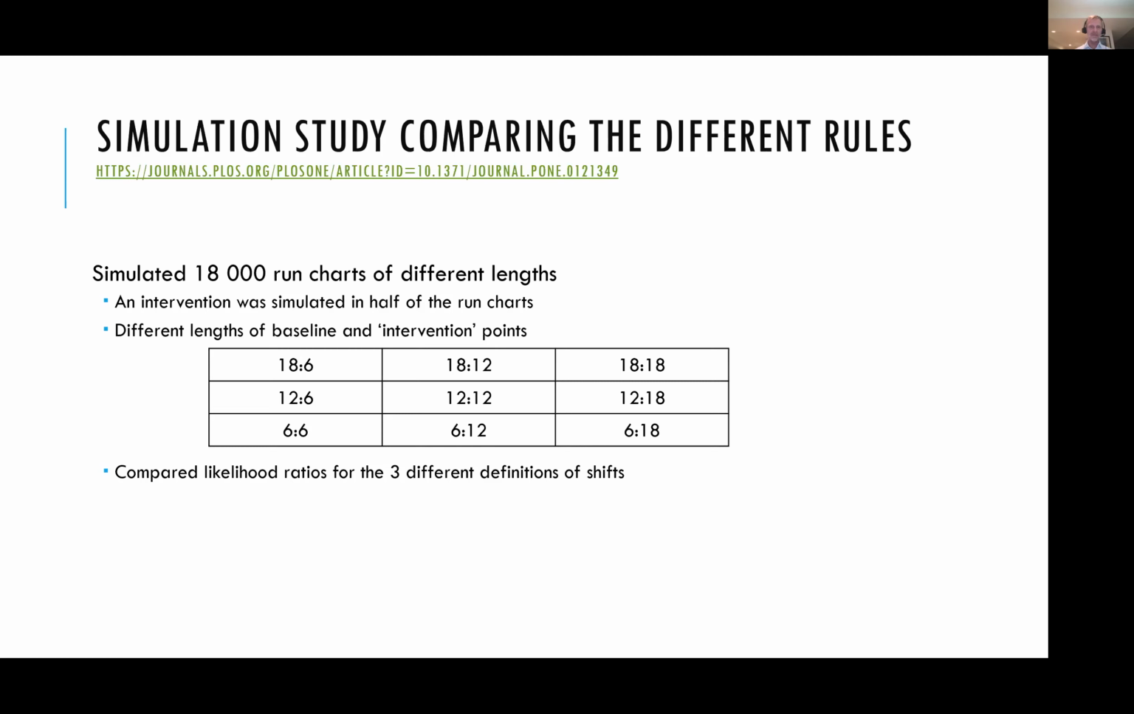So starting in the bottom left, this is 6 baseline data points and 6 intervention points. Above it is 12 baseline points and 6 intervention points. Above it is 18 baseline points and 6 data points. And in the next second column, it starts at the bottom with 6 baseline points and 12 intervention points, and so on. Okay, so they did all of this simulated data and looked at the 3 different rules to see how well they worked. And to do this, they compared the likelihood ratios for the 3 different run chart rules.